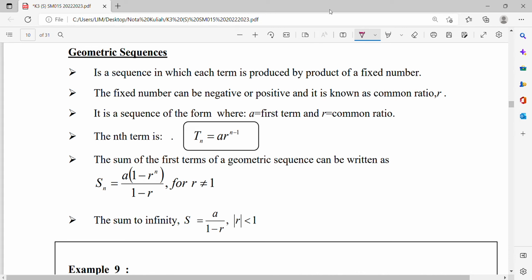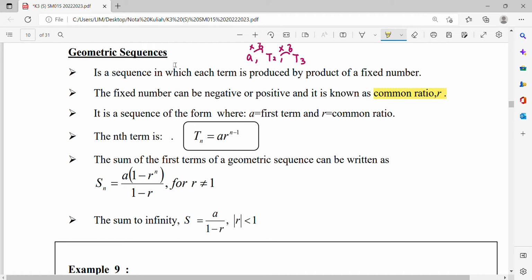Okay, next, a geometric sequence is a sequence in which each term is produced by multiplying by a fixed number. Means you have a first term, then you have a second term, you have your third term. Here you will multiply by a value. That fixed value we call the common ratio because you multiply. Multiply is a ratio. If you plus or minus, it is a difference, the common difference. So for arithmetic we use common difference, for geometry we use common ratio.